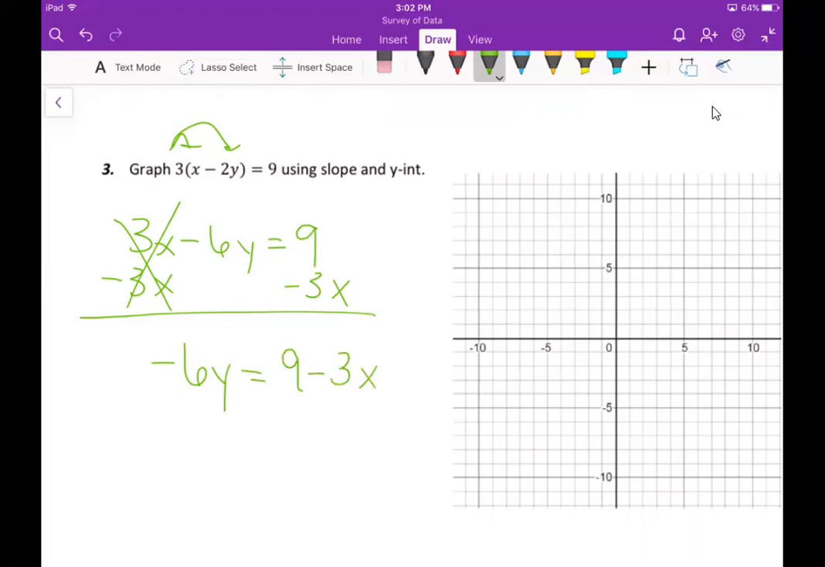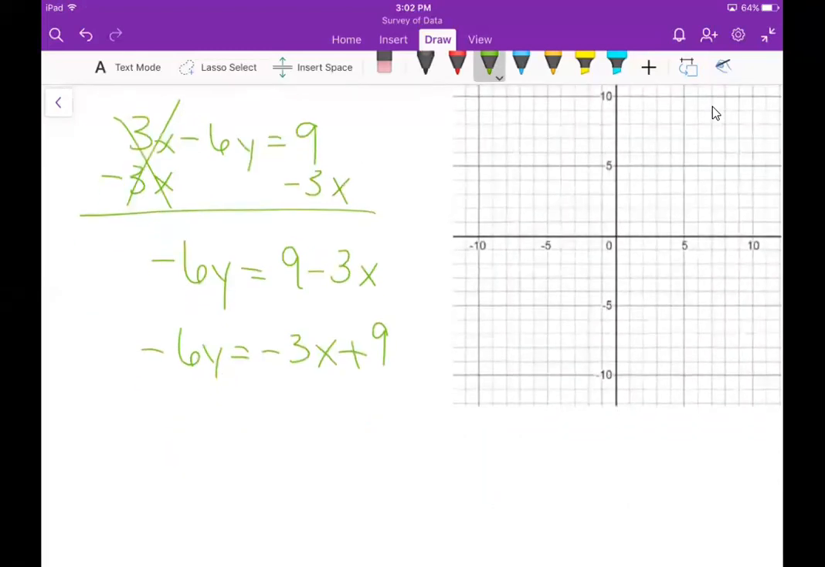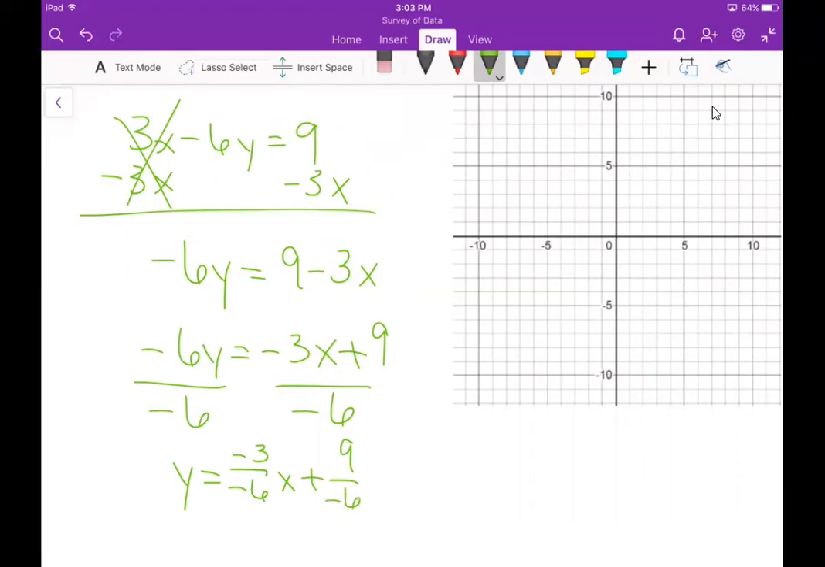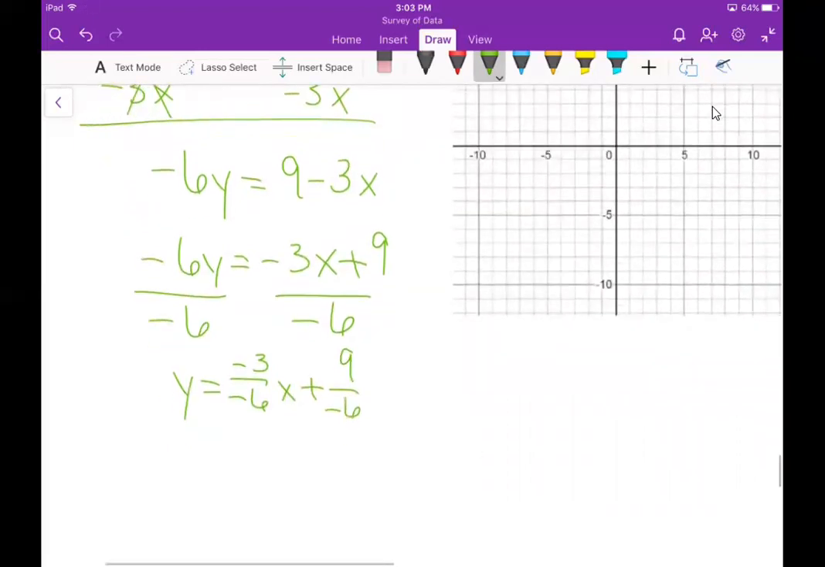Okay, at this step again is where you can reverse that order so you can clearly see the slope. That's the same thing as negative 3x plus 9. And then you still need to divide off by the negative 6 though. Y equals, divide both. I'm going to do that kind of in 2 steps this time to hopefully help you see that a little better. Negative 3 over negative 6 is on x plus 9 over negative 6. Both terms get divided by negative 6.